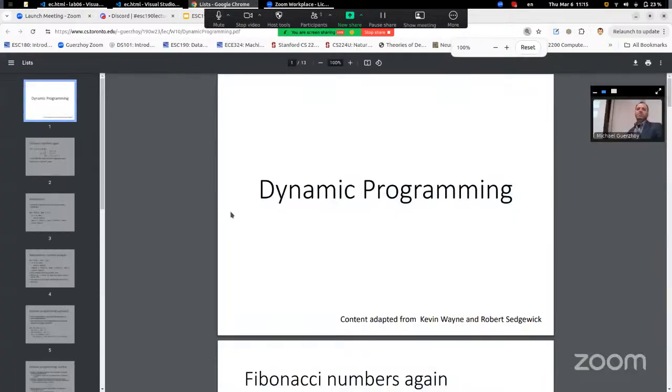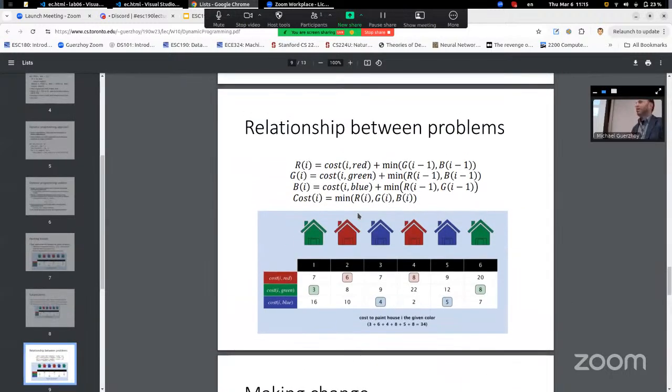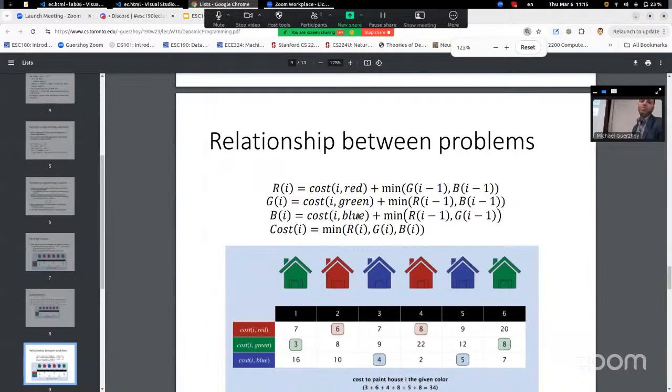So okay, what have we been doing here? To remind you, this is the problem. The problem is to come up with the minimum cost painting scheme for the houses. And then the cost, for example, to paint this house red would be 7, right? So the cost array is the costs for the individual houses for particular colors. So for example, cost I red is the cost of painting house number I, like 3 or something, red.